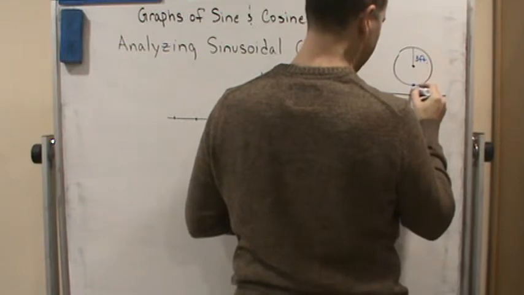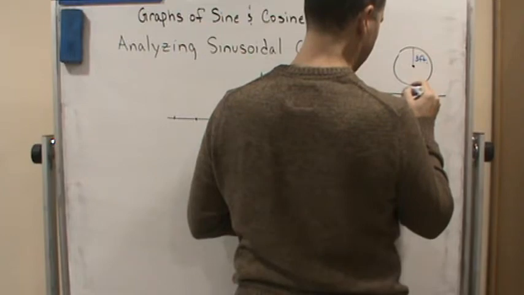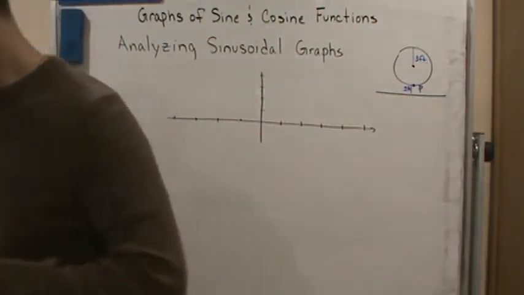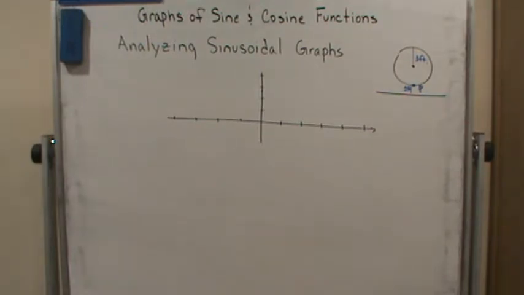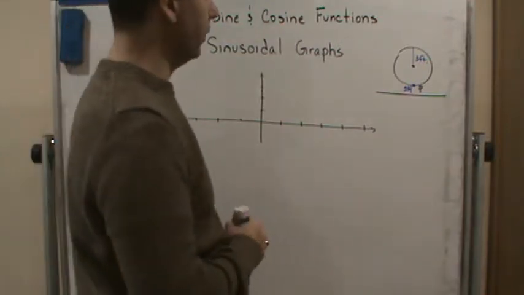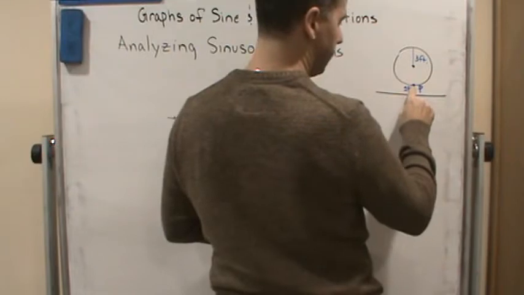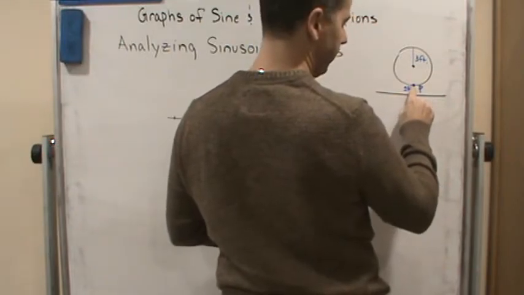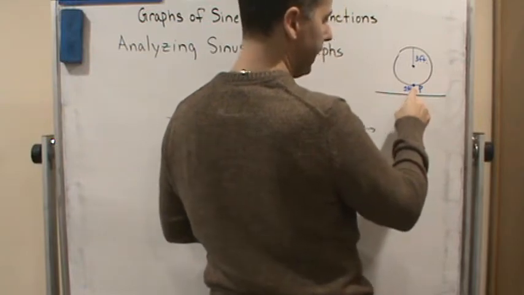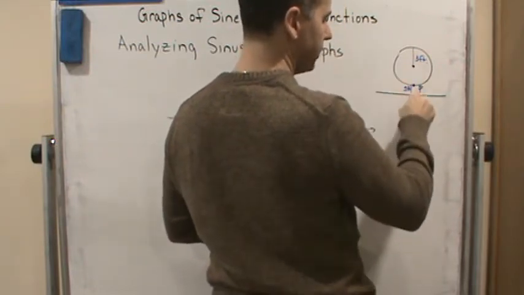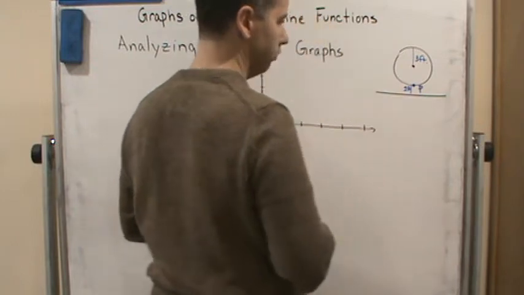Okay, and the distance here is 1 foot. So it's 1 foot above the ground. And so now we want to represent the path that this point makes as the wheel turns as a function of the angle.